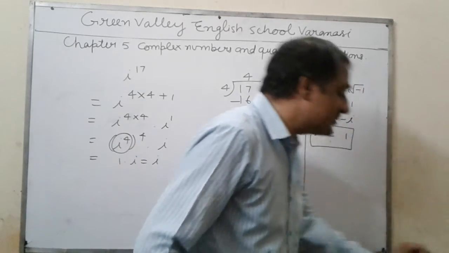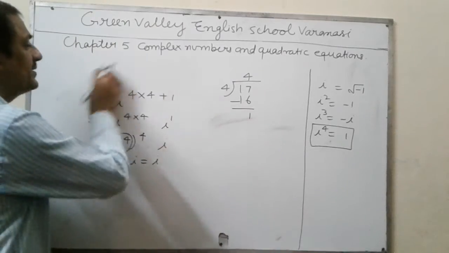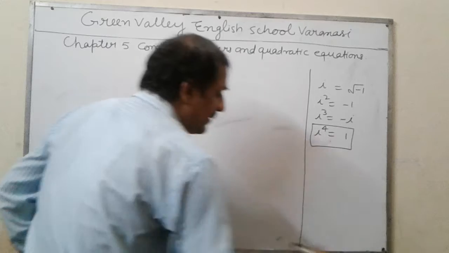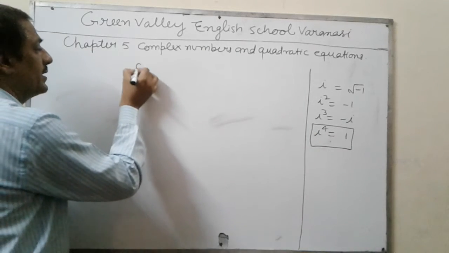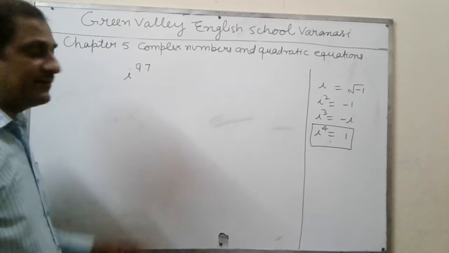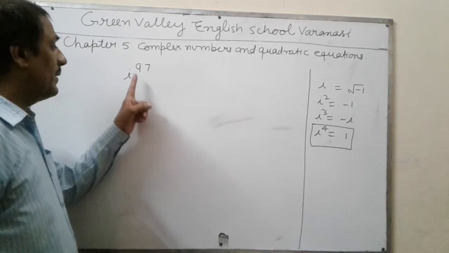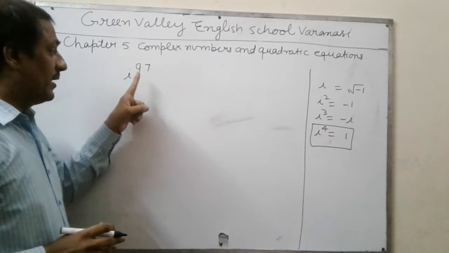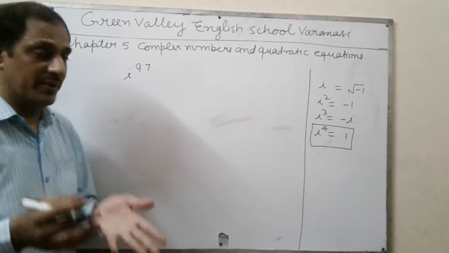Similarly, we can find some other values, like i power 97. We can find the value of i power 97. Here the power is more than 4, so we will divide the power 97 by 4.